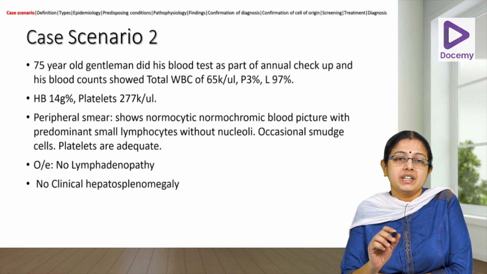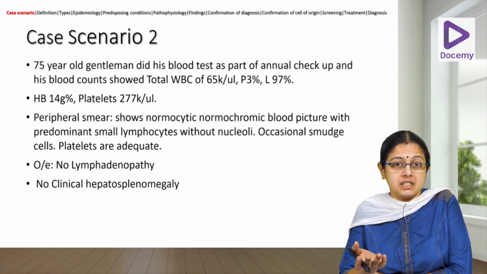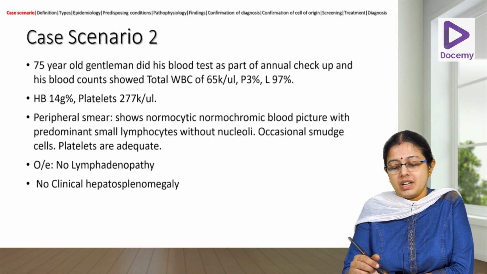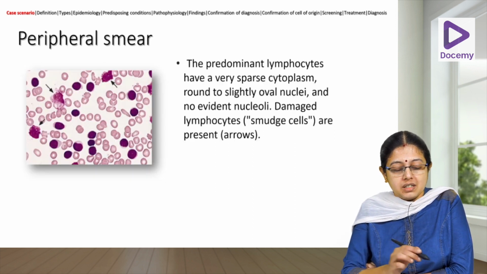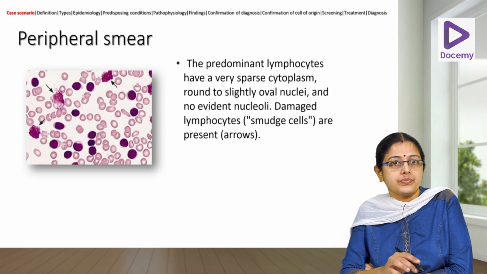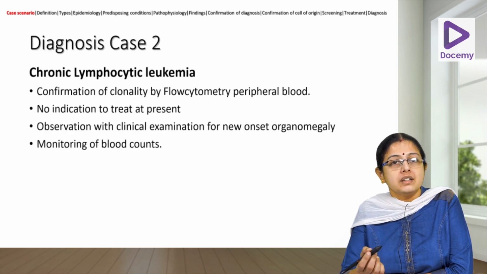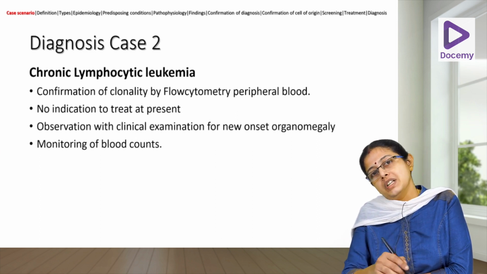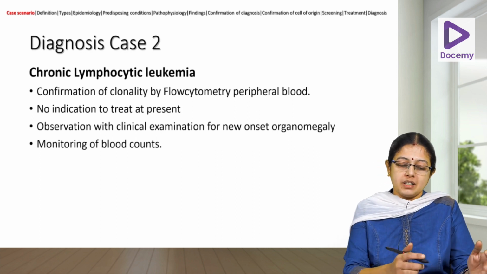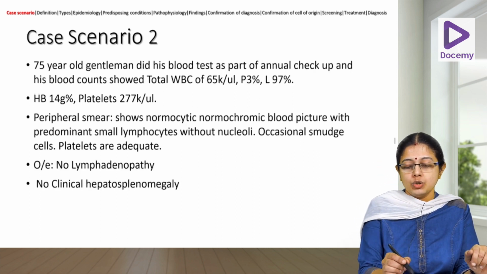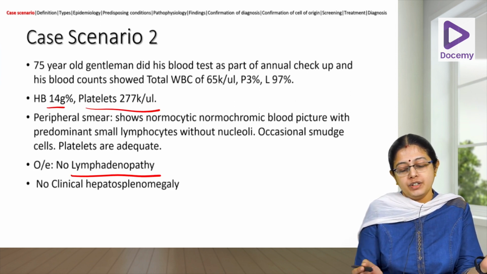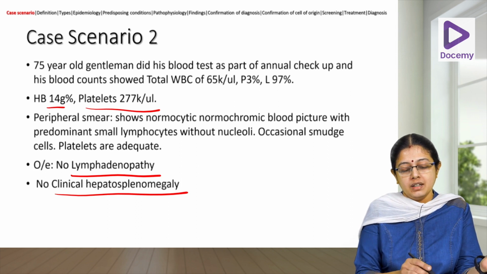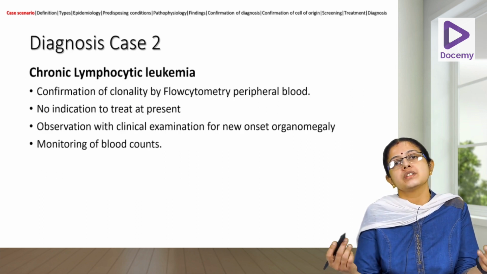Now, here you had a 75-year-old man who had been asymptomatic, and was incidentally detected to have leukocytosis with lymphocytic predominance. You had seen this patient having smudge cells within the peripheral smear, and after flow cytometry of the peripheral blood, you have reached a diagnosis of chronic lymphocytic leukemia. Now, this particular patient, when you look at his hemoglobin, it is normal, platelets are normal, no lymphadenopathy, no clinical hepatosplenomegaly. So what? There is no indication to treat.